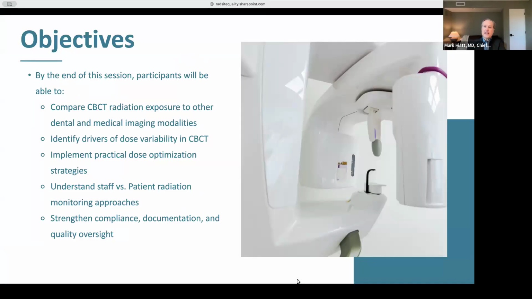In terms of these objectives, the audience will have time at the end to ask questions, so be thinking. We hope to compare cone beam CT to other types of exposure, to identify drivers of variability within this field, and then talk about strategies in which we can optimize that dose. We'll also be talking about monitoring procedures both for patients and for staff, and ways that practices can strengthen compliance, documentation, and quality oversight.